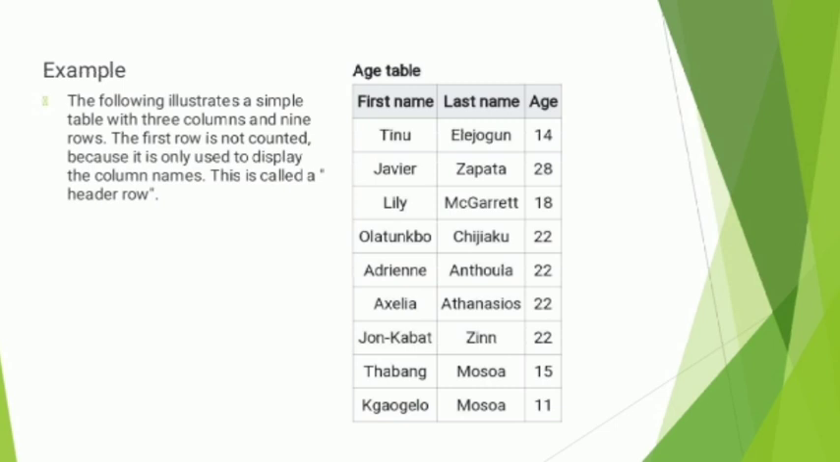First name Excelia, last name Athanasius, age 22. First name John Kabat, last name Zin, age 22. First name Tabang, last name Musa, age 15. First name Gaugelo, last name Musa, age 11.